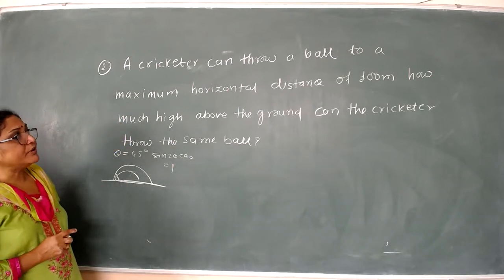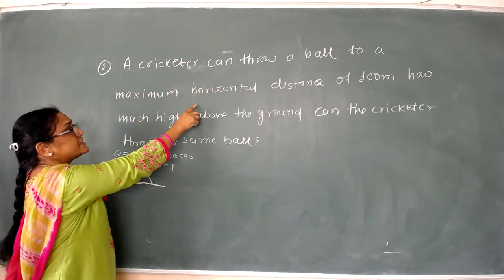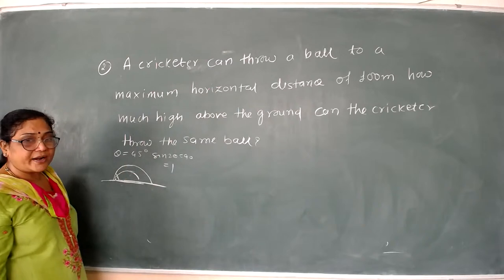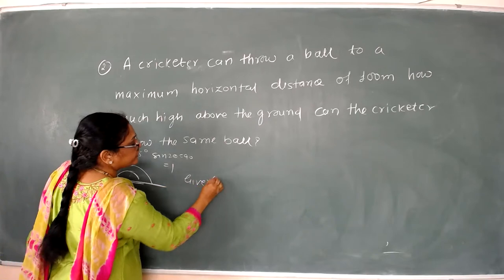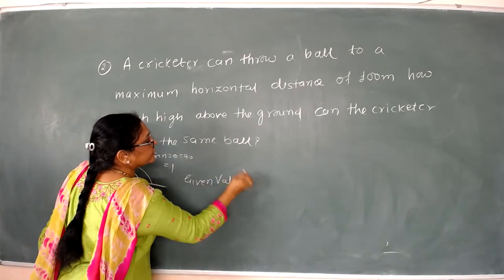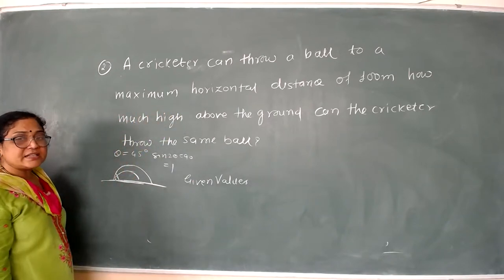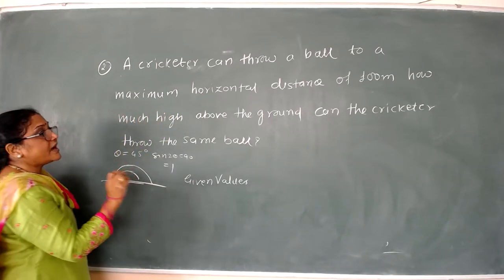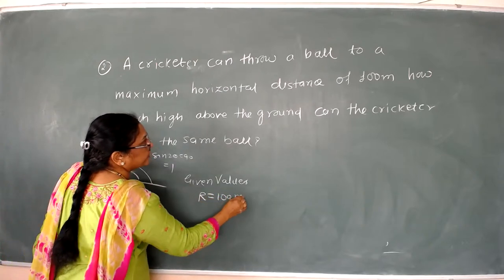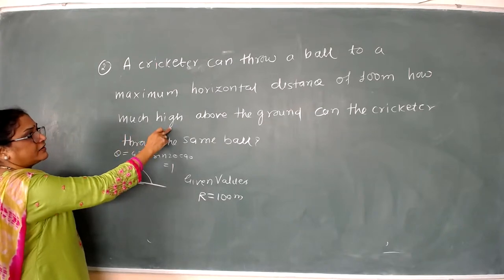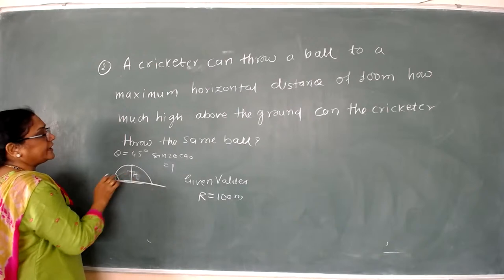So in this type, we consider a cricketer can throw a ball to a maximum horizontal distance of 100 meter. See the given values. First read the given values carefully. The maximum horizontal distance covered by the projectile is 100 meter, meaning the range of the projectile is given, that is 100 meter. How much height above the ground? What is the maximum height covered by that ball?